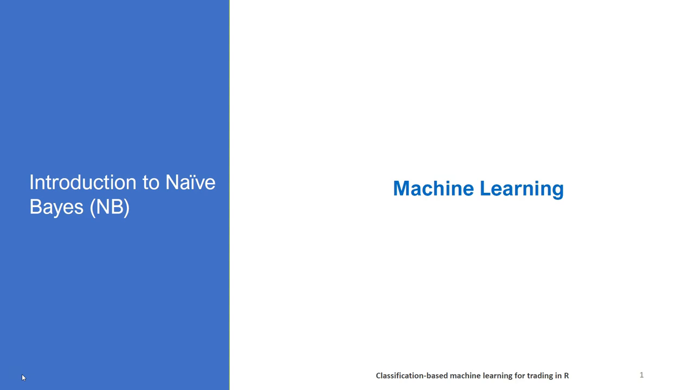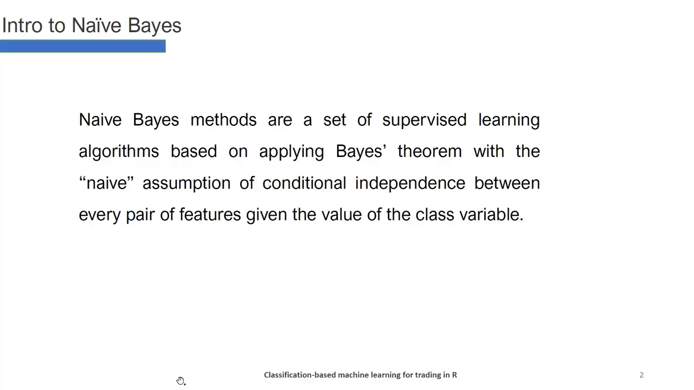Naïve Bayes is a machine learning algorithm used in many classification problems to carry out prediction on different classes. Naïve Bayes methods, obviously, are machine learning algorithms. It actually consists of a set of supervised learning algorithms that are based on the Bayes theorem with a naive assumption of conditional independence between every pair of features given the value of the class variable.